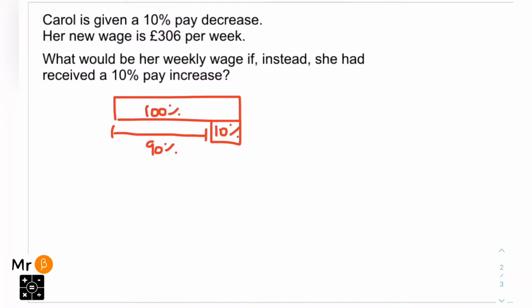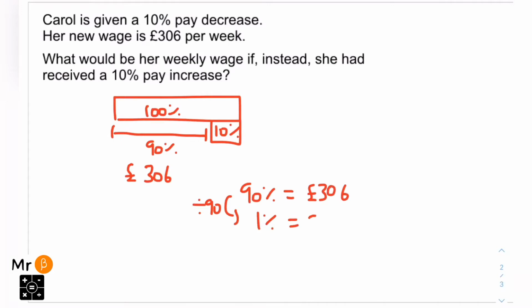100 take away 10 is 90, and that is equal to this £306. So we know that 90% is equal to 306. So 1%, we need to divide our answer by 90, which is £3.40. And then we're going to go back up to our original pay by multiplying by 100, and we get £340.